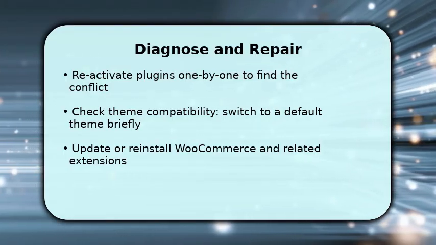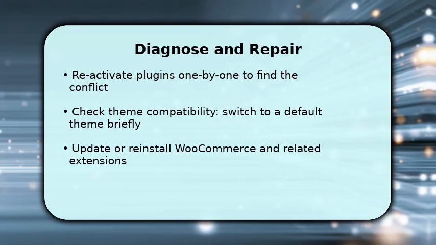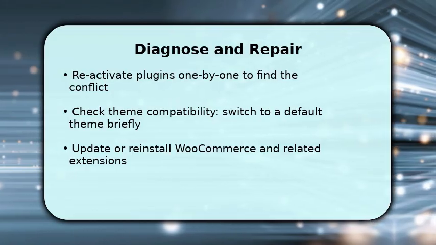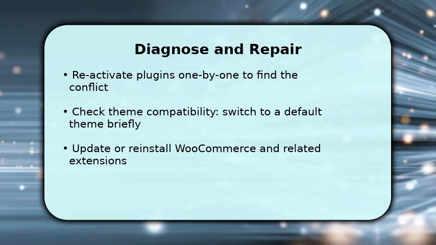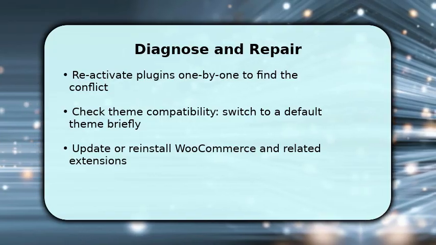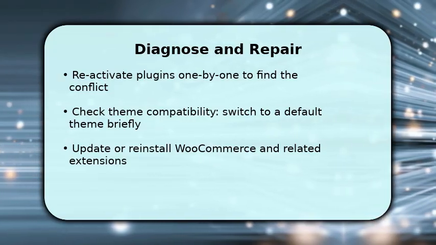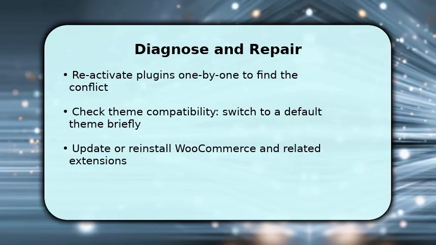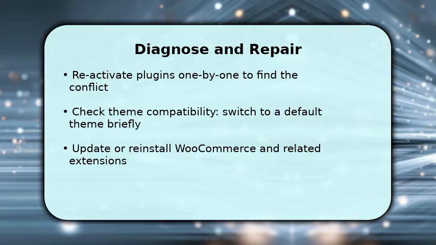If the site remains unstable, make sure to switch to a default theme momentarily to rule out theme incompatibility. Next, update WooCommerce and its extensions. Sometimes a version mismatch causes fatal errors. If updating fails, reinstall the plugin files via FTP to ensure no corrupted files remain.